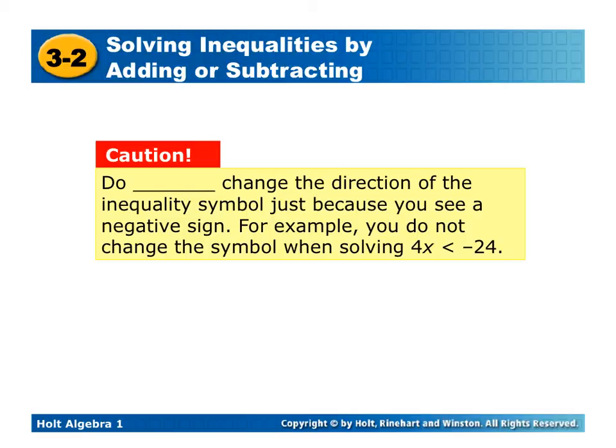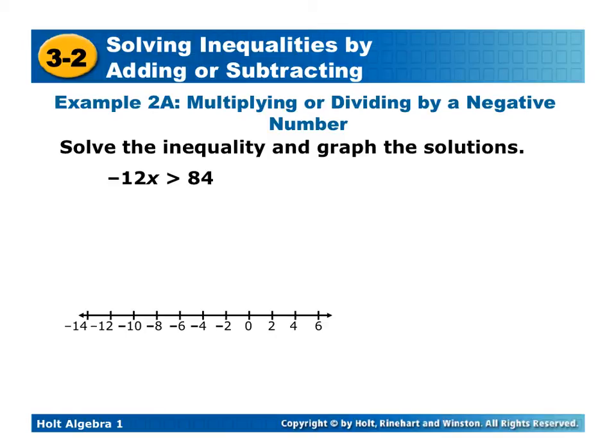There is one word of caution though. We do not change the direction of the inequality symbols just because we see a negative sign. For example, 4x is less than negative 24. Here we would be dividing both sides by a positive 4, so x would still be less than negative 6. So it's only when we're multiplying or dividing both sides of the inequality by a negative number that we flip or reverse the inequality symbol.